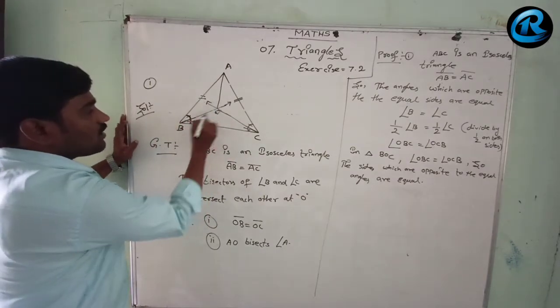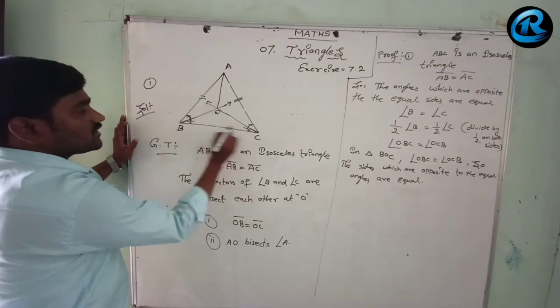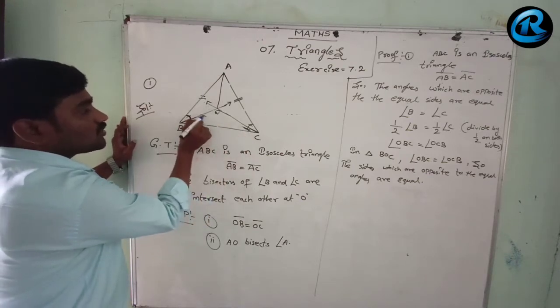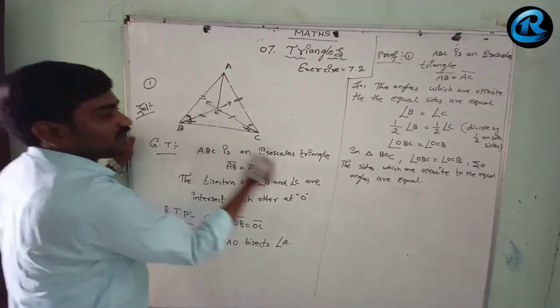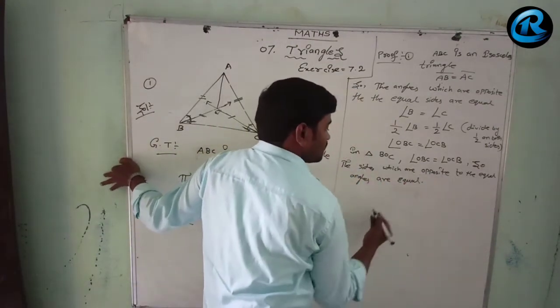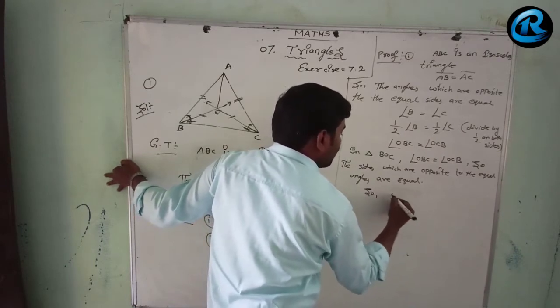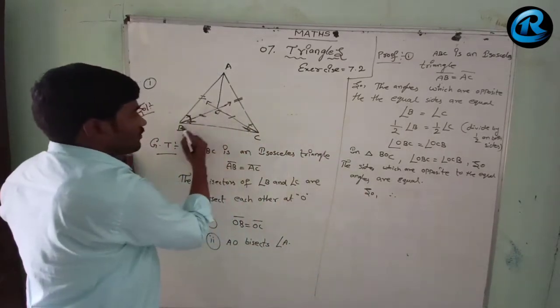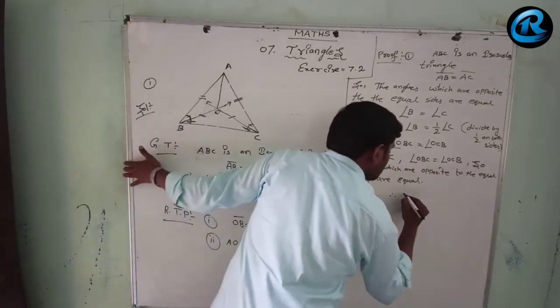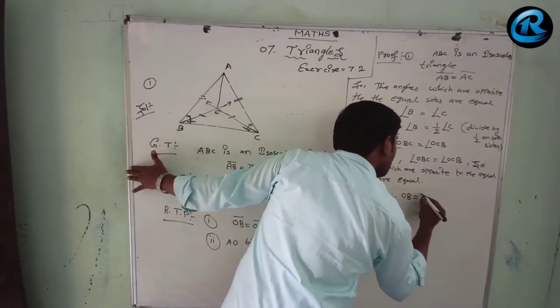Now in this triangle BOC, angle B equal to angle C. So these two angles are equal, so these two sides will be equal. That is what I wrote: the sides which are opposite to the equal angles are equal. So we get, therefore, OB is equal to OC.